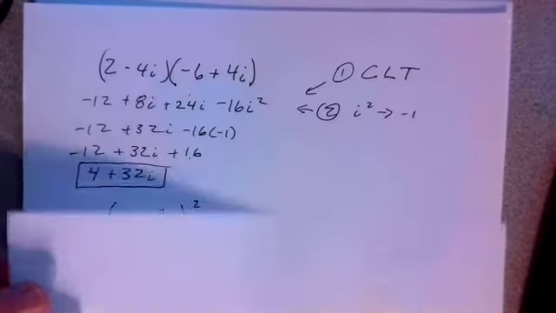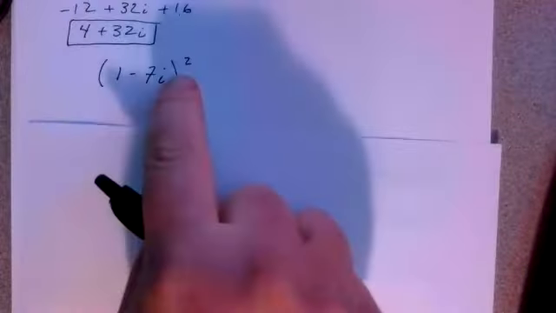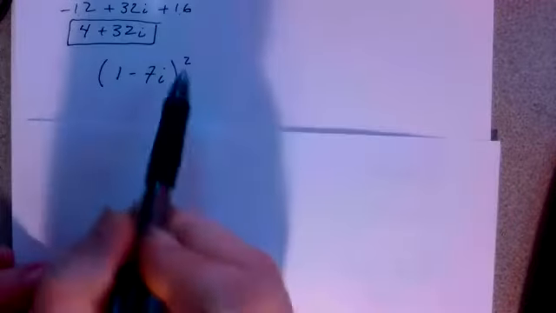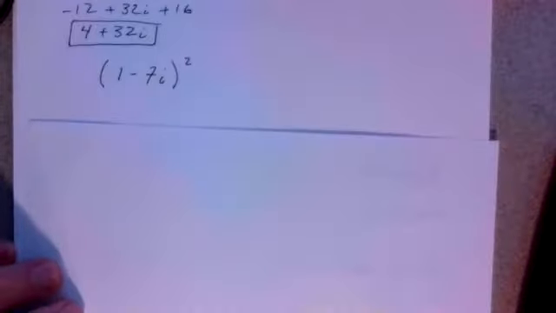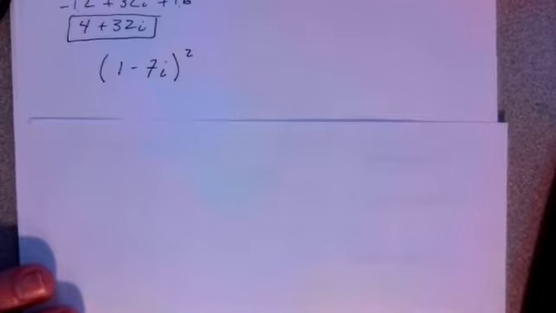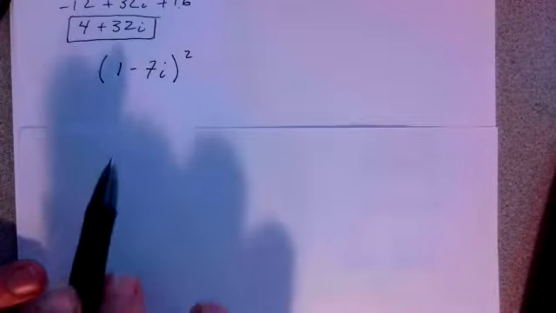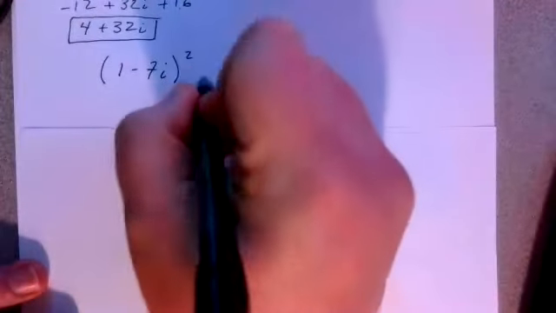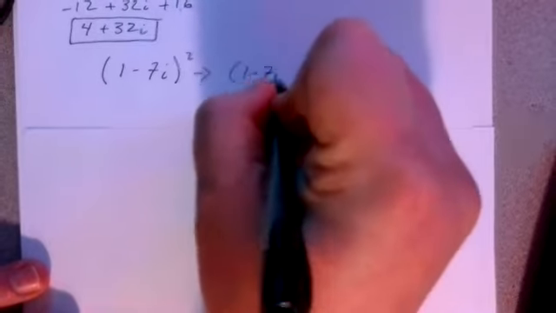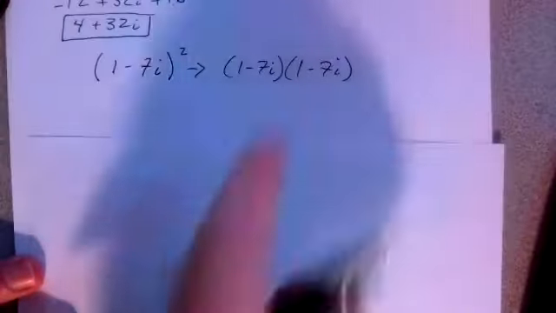Okay, let's take a look at 1 minus 7i squared. Remember, you cannot distribute an exponent over a binomial. I know you really want to, and no matter how many hundreds of times I've said this in class, you still somehow just don't know. And that's okay. We're going to keep saying it until I die, probably. 1 minus 7i squared really says 1 minus 7i times 1 minus 7i. Now that we can FOIL.